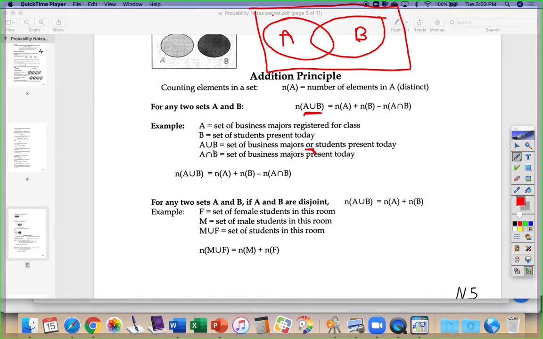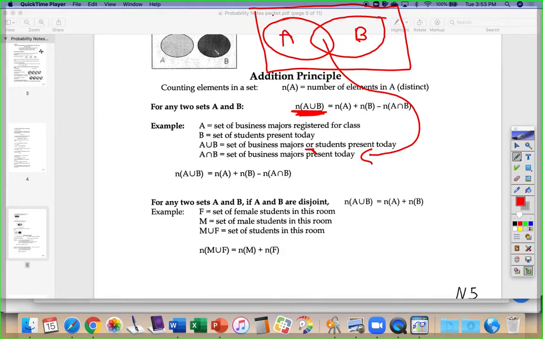Because let's think about this. A union B. If you are a business major registered for the class, you're over here. If you went to class today, you're over here. There are people who did both. This both section is the overlap. The harder one to explain is this union, A union B, meaning if you're a business major or you're present today. And I point it out because of the formula, which says you take the number of people in A.